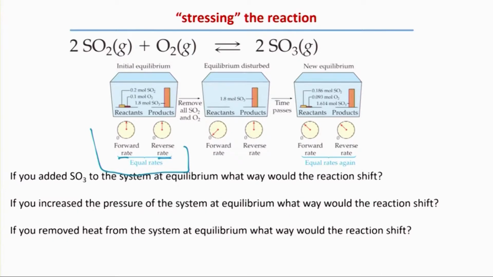All right, so here's the first thing: remove all of the SO2 and O2. If you take all of the reactants and get them out of there, what will this system do? Well, the forward rate just went down to nothing because you have no reactants to go and make products. And so the reverse rate has to increase a little bit to start making some reactants back. And then over time, a new equilibrium will be established. And again, you will have equal rates.